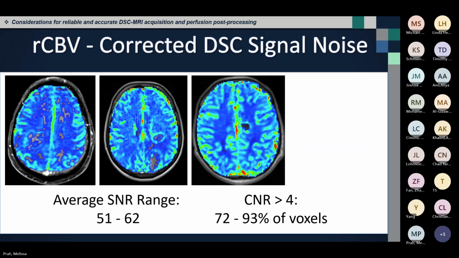However, in most cases, motion correction or smoothing filters can easily be implemented to improve the contrast to noise ratio and resulting accuracy of the perfusion maps. And you can see here that motion correction dramatically improved the percent of good quality voxels from a range of 41 to 87% to a range of 72 to 93% of voxels.